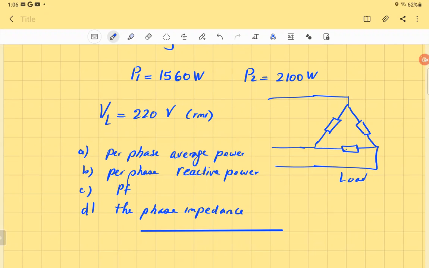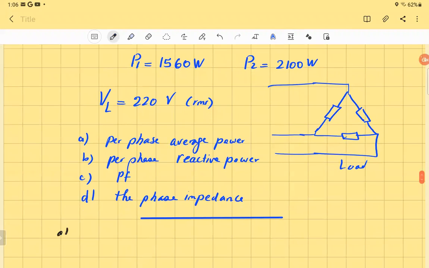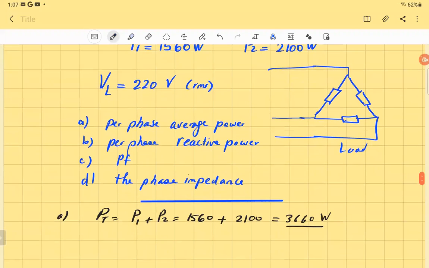As we explained here, PT is equal to P1 plus P2, right? So that's what I'm going to do. I find total power. I'll say that the total power is equal to P1 plus P2. That's 1560 plus 2100. That will give 3660 watt. That's the total power. And when I say total power, it's for three phase, but the question is per phase. So you say that power per phase is just divided by 3. So you have 3660 divided by 3, which will give you per phase power, which is equal to 1220 watt.